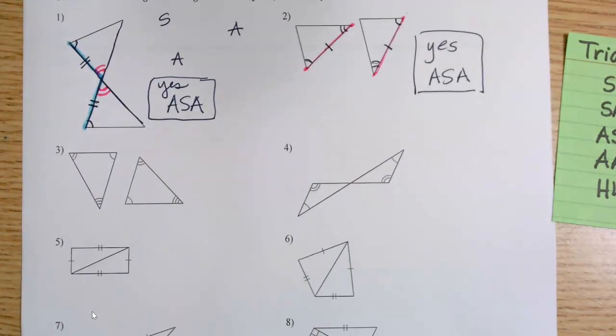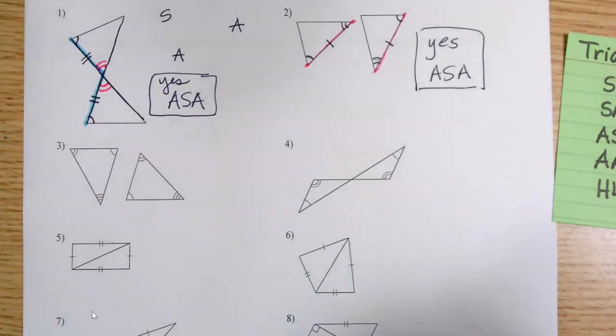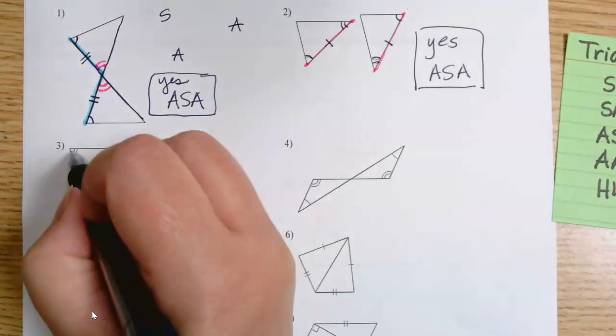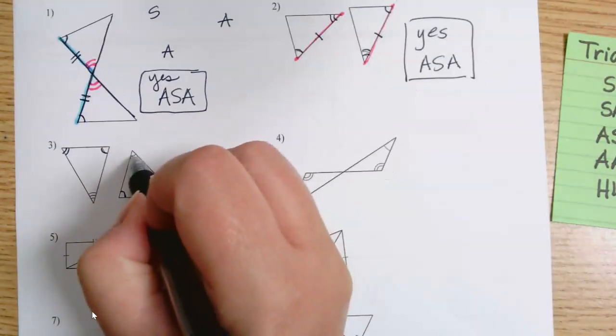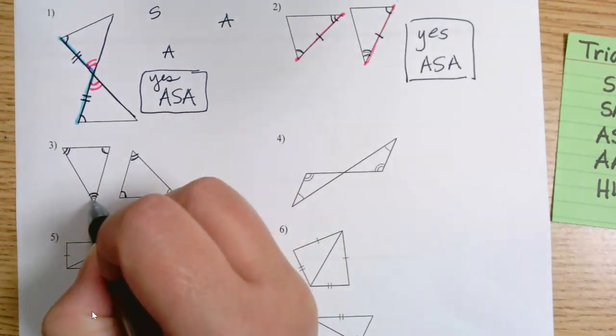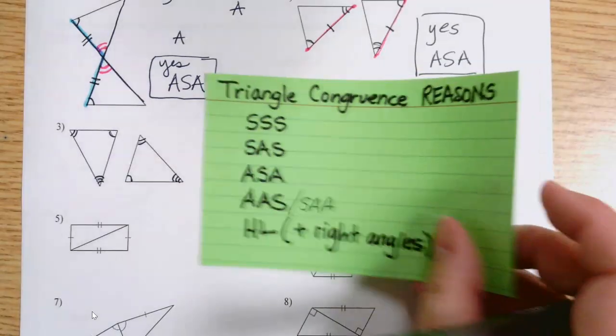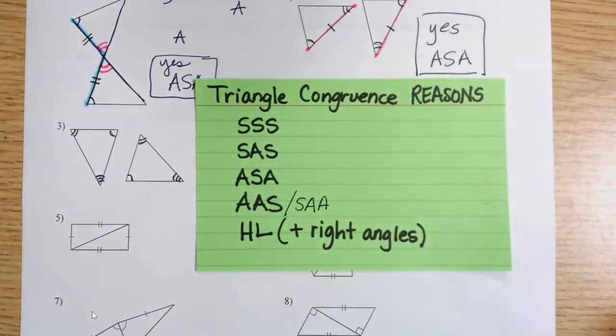All right, looking at number 3. Number 3, I've got a pair of angles. And then I've got another pair of angles, well, right there. And then I've got a third pair of angles. So basically on this one, I know that all of the angle pairs match. I don't know anything about side lengths.